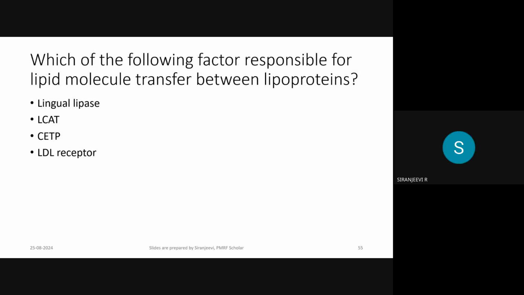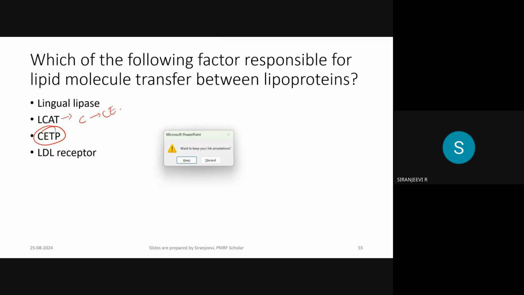Then the final question. Which of the following factors is responsible for lipid molecule transfer between lipoproteins? LCAT also transfers the cholesterol. No, but between lipoproteins, that's CETP. LCAT usually converts cholesterol to cholesterol esters, in the reverse cholesterol transport reaction. Yeah, that's what I have for the day.